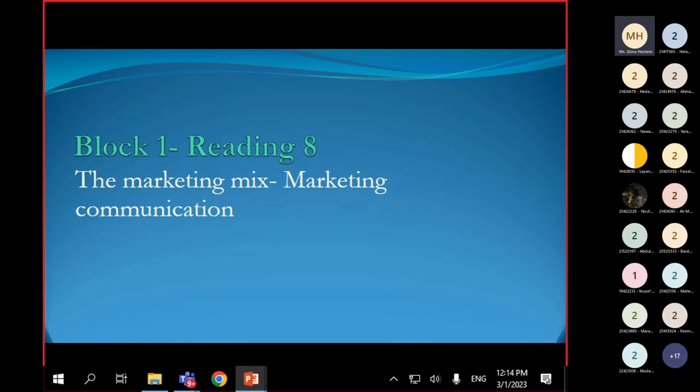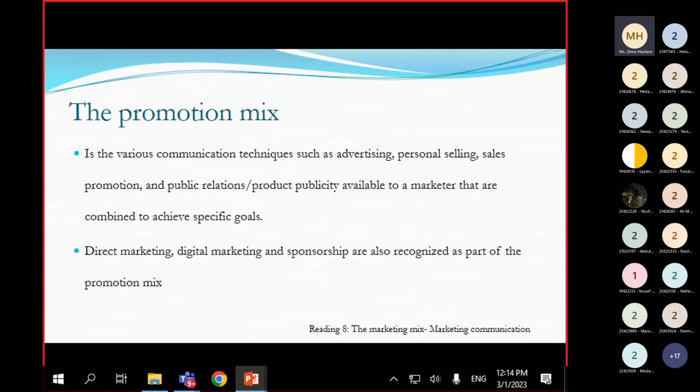So we will start with communication. Communication is one of the marketing mix elements. It's which one of the 4 P's? Yes, it's the promotion factor of the 4 P's. Okay, it's the promotion element. So what is the promotion mix? It's the various communication techniques. So think about how companies communicate with its customers. How do we communicate with customers?